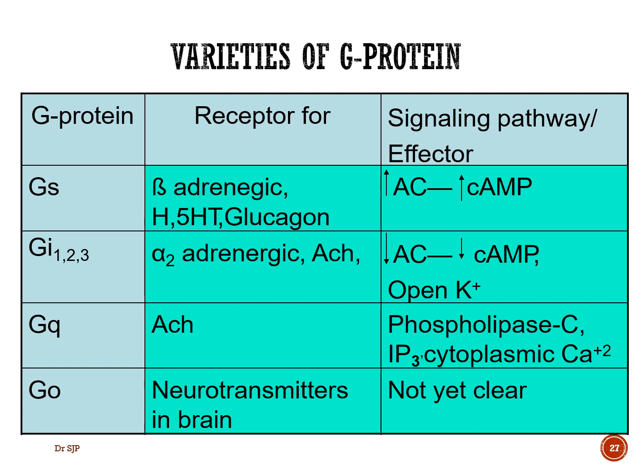So among these, Gs and Gi. So Gs, S stands for stimulation. So Gs stimulates adenyl cyclase, whereas Gi, I stands for inhibition. So Gi inhibits adenyl cyclase. Whereas Gq stimulates the phospholipase C activity. Okay.